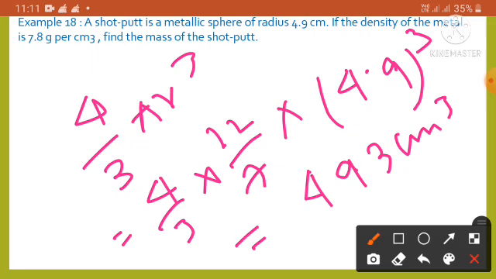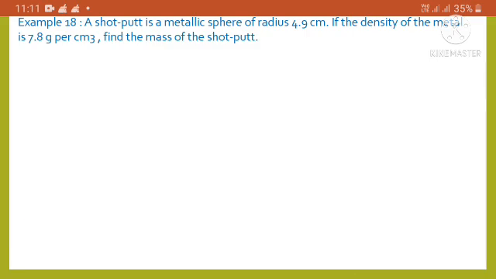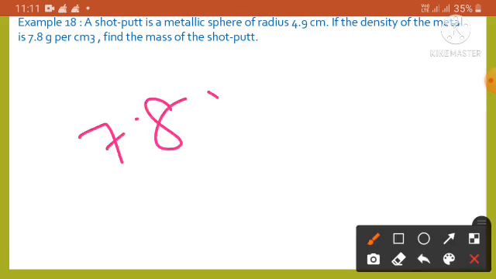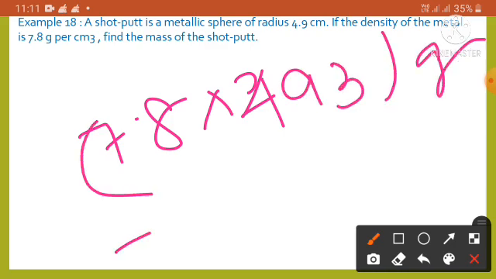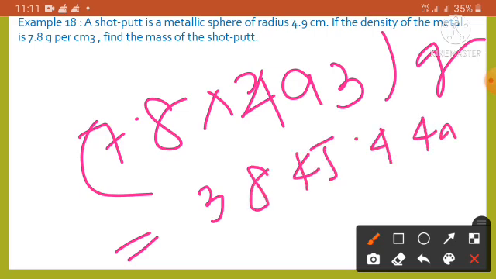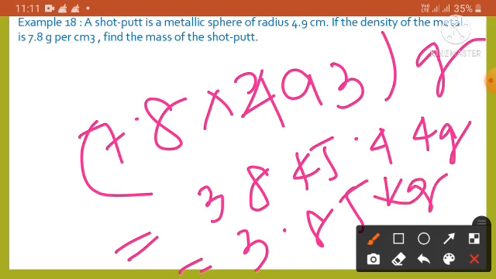Now further, the mass of 1 centimeter cube of metal is 7.8 gram, so therefore the mass of the shot put will be 493 into 7.8 gram. So we are getting 3845.44 gram. We can convert it into kg, it will be 3.85 kg nearly.